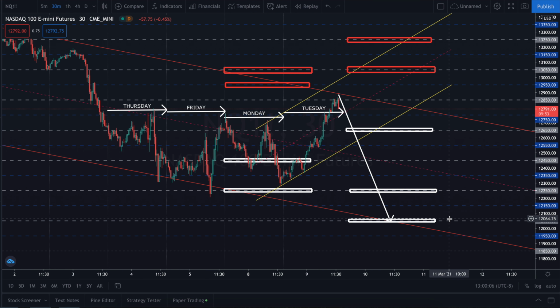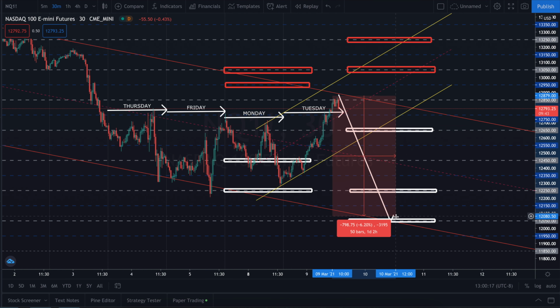It's 12,050. If we crush all these levels here, that's going to be a huge drop, about 800 points, and this probably is not going to happen in a single session. I really don't believe that we're going to take all these levels in a single session.